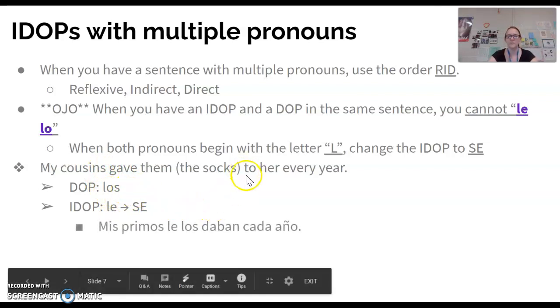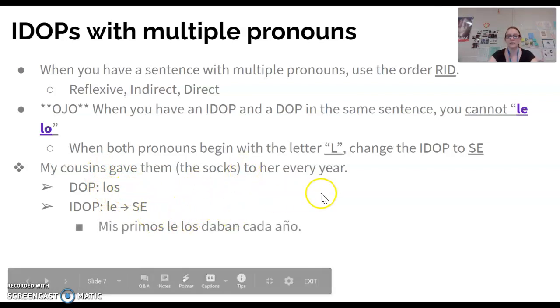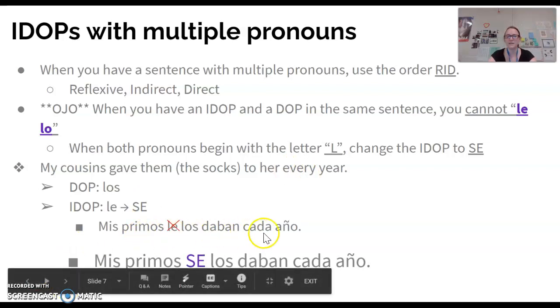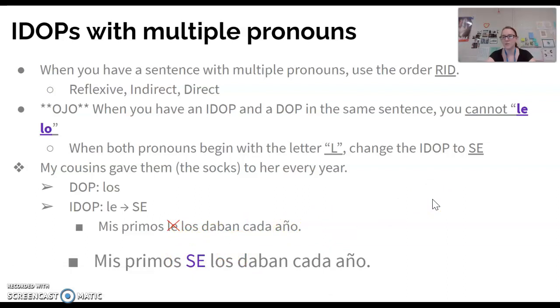Mis primos, le los daban cada año. That's what it would look like without it. So I'm going to take out the "le," change it to "se." Mis primos se los daban cada año. My cousins would give them to her every year. Okay. Again, not something that you're going to be quizzed on or tested on, but this is an FYI, in case you're reading and you see it, that's what that is. That's an indirect object pronoun with a direct object pronoun.